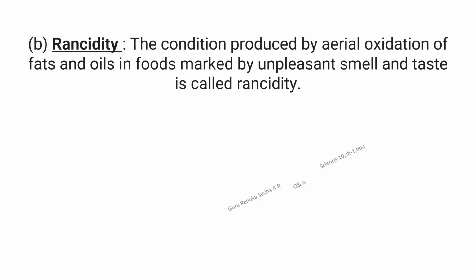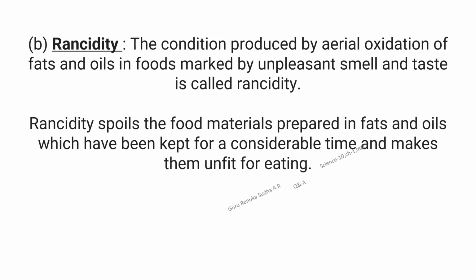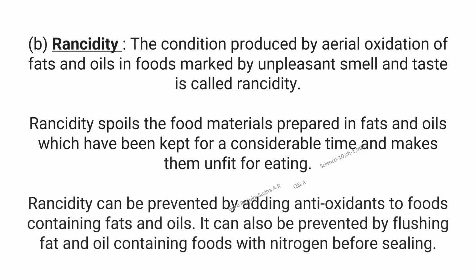Yes, this is the best example, and I have represented that word equation in the form of a symbolic equation. Observe carefully, and you can get the complete idea related to the rusting process, that is corrosion. Now rancidity: if we define it, you have to write like this: the condition produced by aerial oxidation of fats and oils in food, marked by unpleasant smell and taste, is called rancidity. That means spoiling of food due to oxidation.